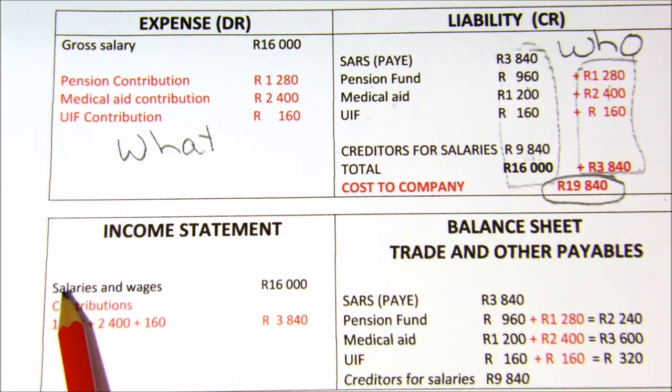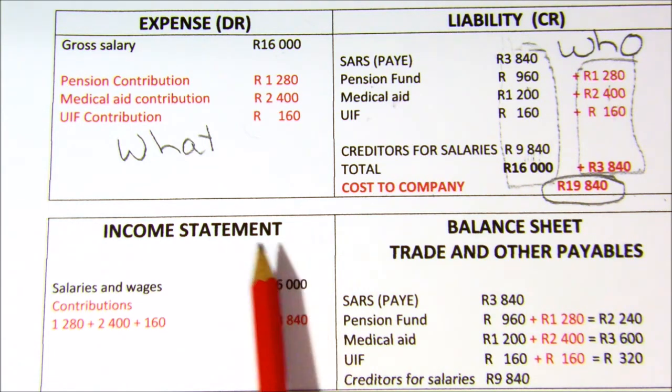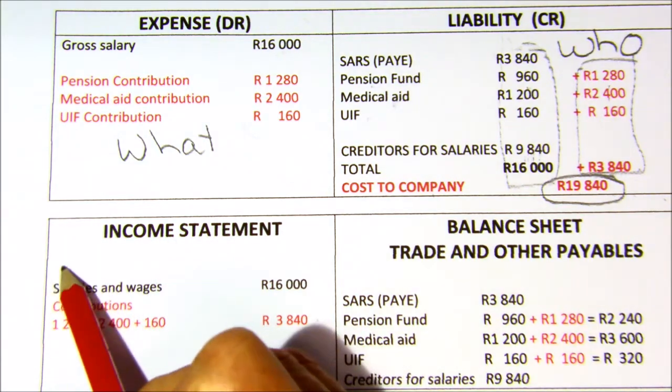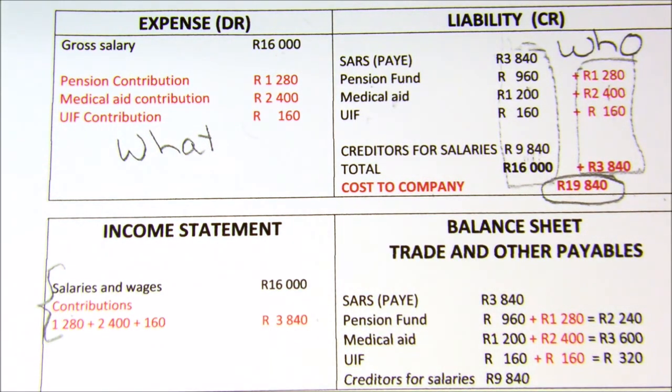Your income statement now will still have your salaries and wages. That's still an amount that has to be paid. But you're going to have an extra expense to show the contributions. Now sometimes you get a combined contributions like this. Or you might have 3 separate contributions accounts, a pension contribution, medical aid contribution, and a UIF contribution. Or the third option, they are sometimes even combined together and put all under salaries and wages. Because at the end of the day, they're all costs to do with employing that person.